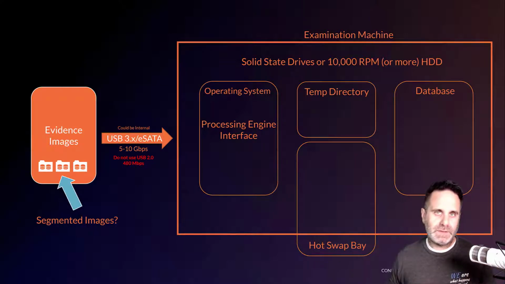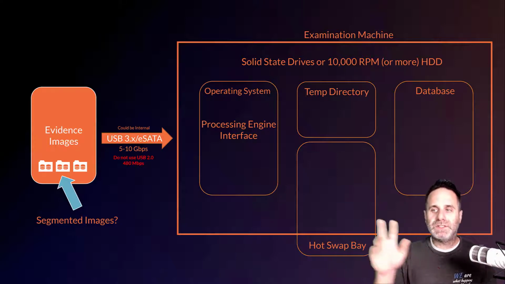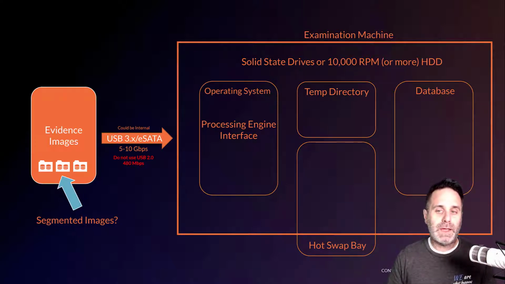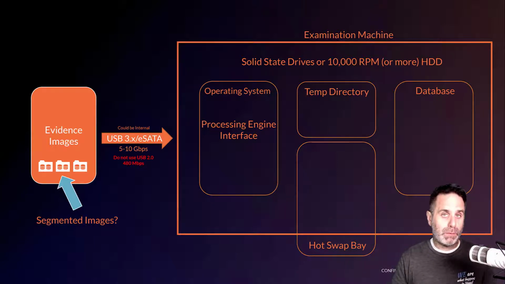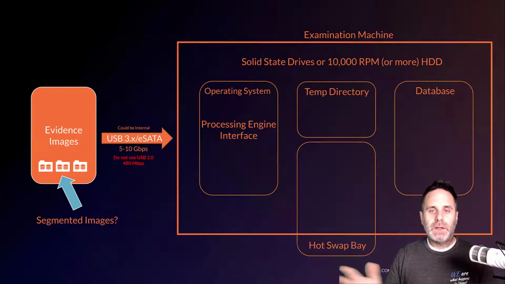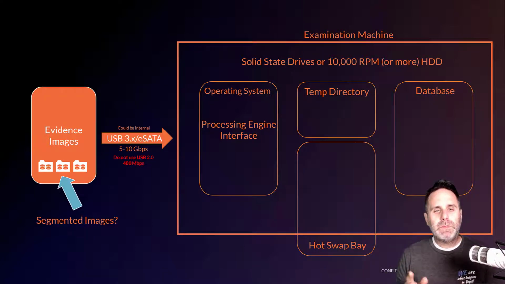The second point I want to clarify is on this image here that we're looking at. Notice this is the same graphic from last time: operating system, temp directory, database, hot swap bay for your cases. And we talked about the processing engine and the interface installed on the operating system drive. It doesn't have to be, you can put it wherever, but this is kind of controlling the amount of disks. Now, the question revolves around the processing engine.